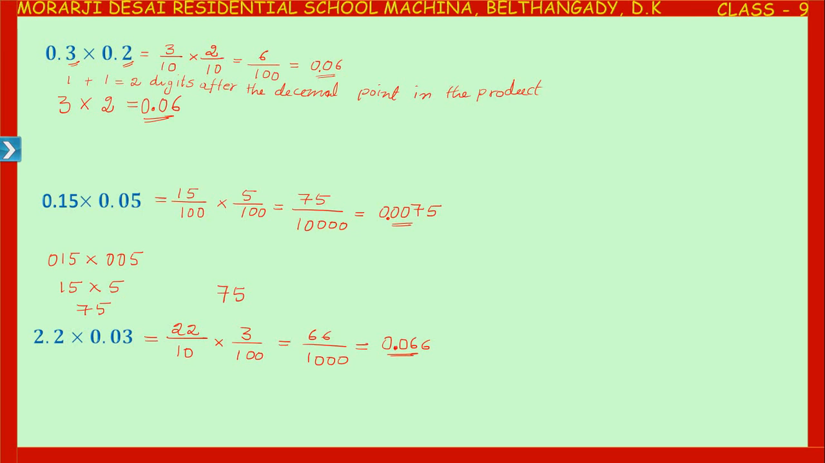Now you have to put the decimal point. The decimal point is according to the number of digits after the decimal point in the numbers to be multiplied. In 0.15, how many digits after the decimal point? Here we have 1, 2. 2 digits after the decimal point. In 0.05, 1, 2. 2 digits after the decimal point. So in the answer, 2 plus 2, that is 4 digits after the decimal point.